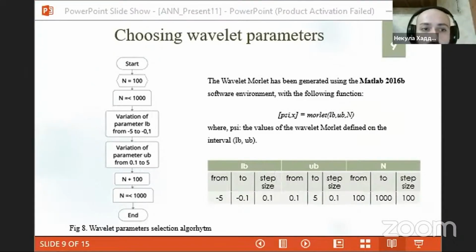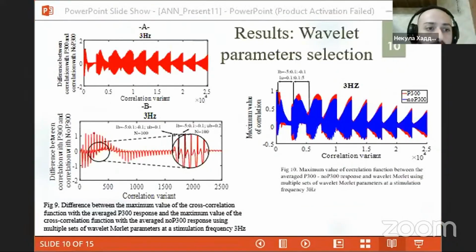For wavelet Morlet generation in MATLAB 2016b, the following function was used. For comparisons, the data were split according to the stimulation frequency. The diagram in figure 8 clearly shows the algorithm used for choosing wavelet Morlet parameters. This table shows how the parameters have been varied. Let's get into some examples. In this example, the variation process is shown for experiment 1 with a stimulation frequency equal to 3 Hz.